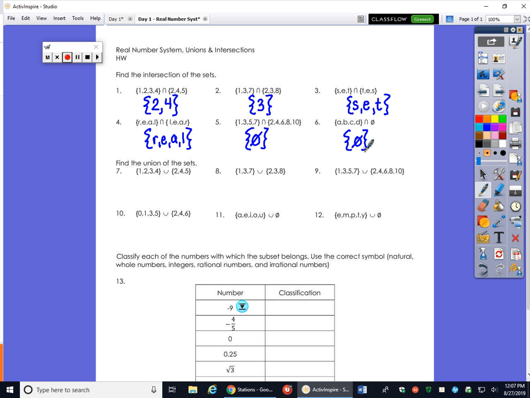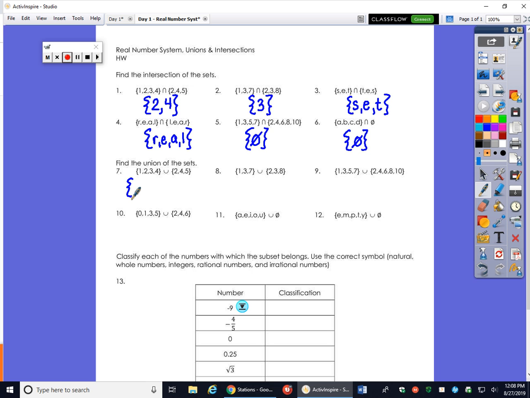The union is a U, that's the symbol that we use for union. And on these, you are wanting everything from both sets, but you don't want to repeat a number. So if you have a number that's in both, then just write it one time. Otherwise, I'm sorry, let me rephrase that. You write one that is in the first one or the second one. If they're in both, then you don't write it twice, okay?